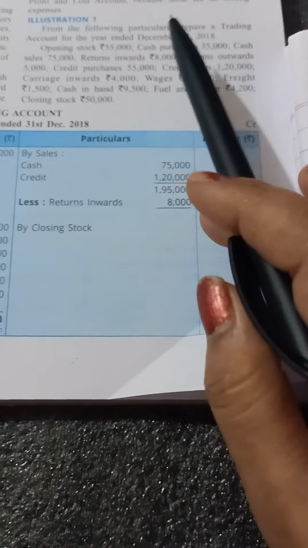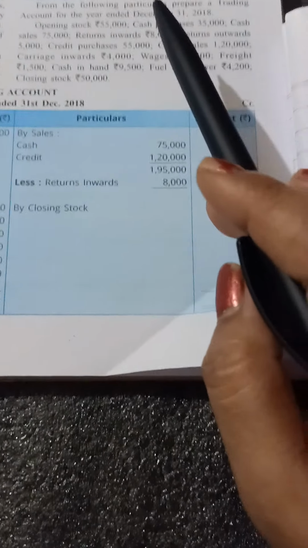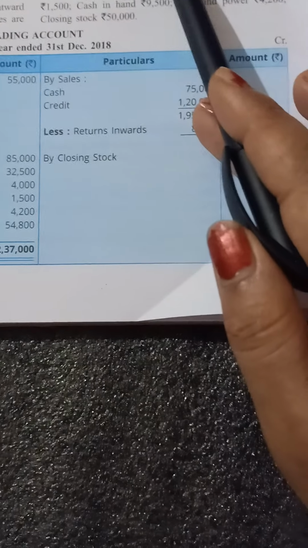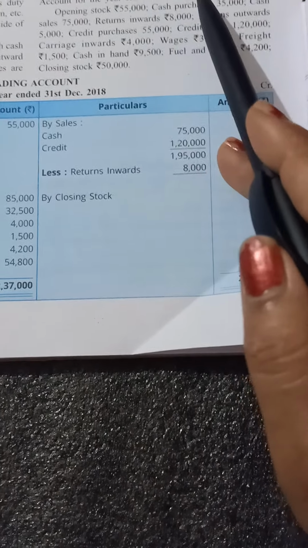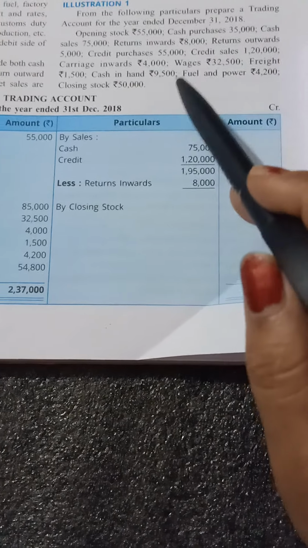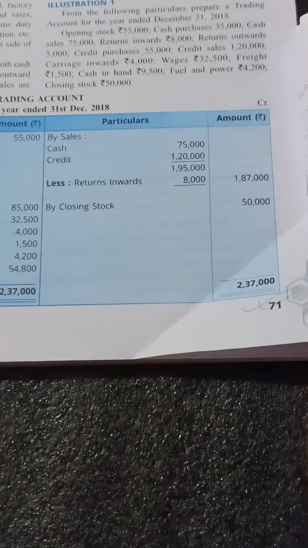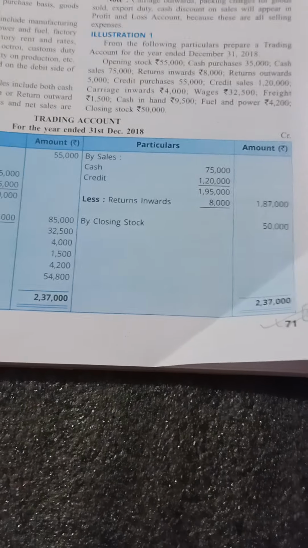Good evening, dear students. This video is for making you understand about the trading account and the process of how to record the trading accounts. So I will be explaining the process of recording of illustration number 1. From here you will be able to understand the process and the balancing, how we balance it and everything in detail. So please go through this video clearly.